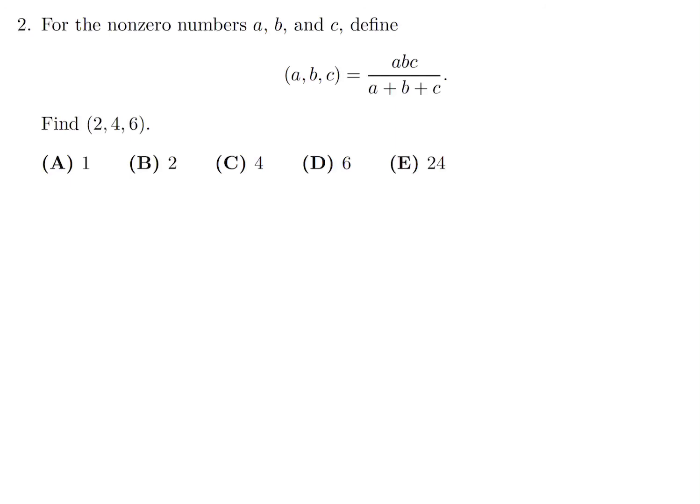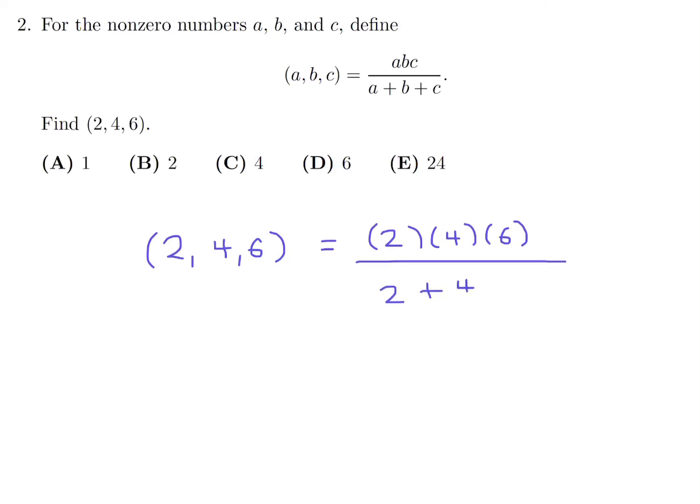For the non-zero numbers a, b, c, define a star b star c is equal to abc over a plus b plus c. Find 2 star 4 star 6. All right, so using the same operation that they gave us, it will be 2 times 4 times 6 all over 2 plus 4 plus 6 like that. So 2 times 4 times 6 is 8 times 6, which is 48, and 2 plus 4 plus 6 is 12. So 48 divided by 12 is 4. So number 2, the answer is C.